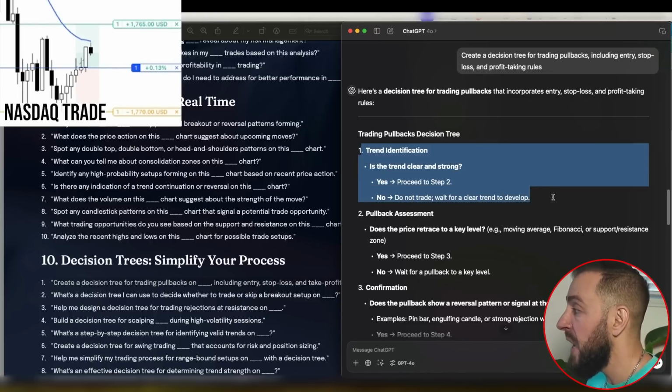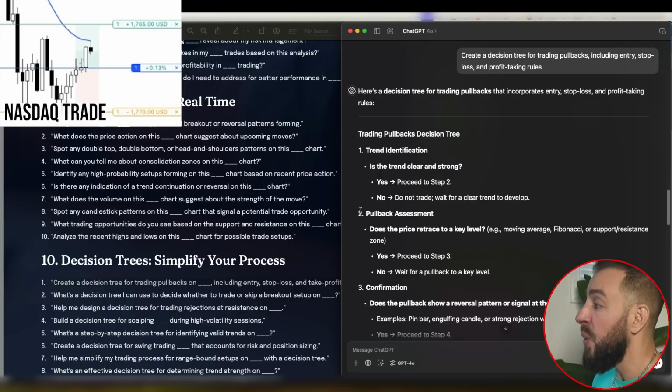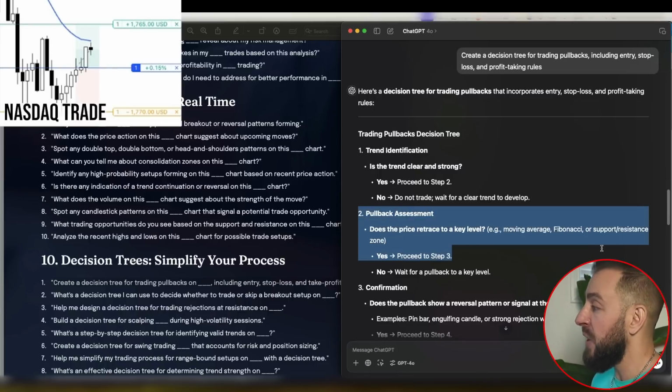No, do not trade. Wait for a clear trend to develop. 2, pullback assessment. Does the price retrace to a key level, e.g. a moving average, resistance zone? Yes, proceed to step 3. No, wait for a pullback.